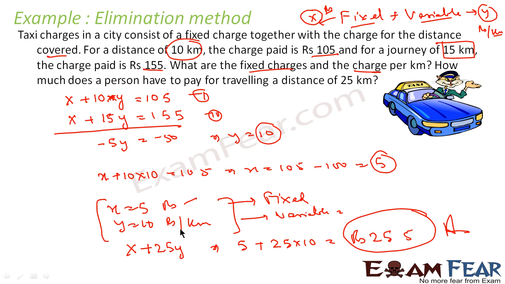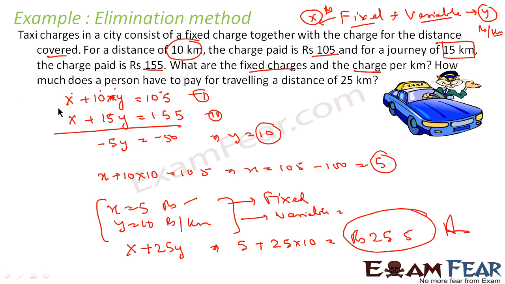So what we have done, we have found the fixed charge, we have found the variable part. We assumed fixed charge was x rupees and variable charge was y rupees per kilometer. And then we wrote the equation x plus 10 into y is equal to 105. If you see, everything is rupees, this is rupees. Kilometer into rupees per kilometer is again rupees. This is also rupees.